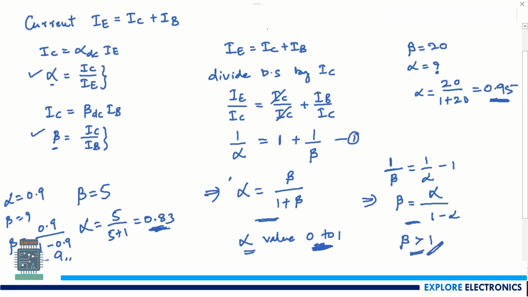This is about the relationship between alpha and beta. We can write alpha in terms of beta and beta in terms of alpha.